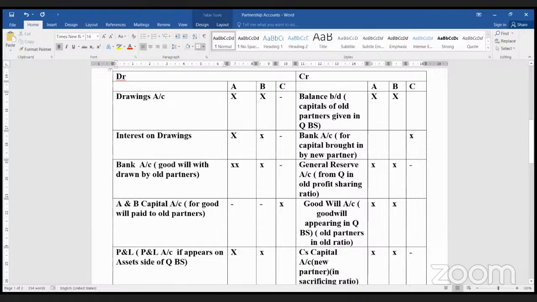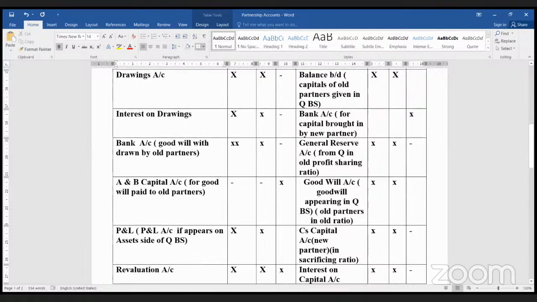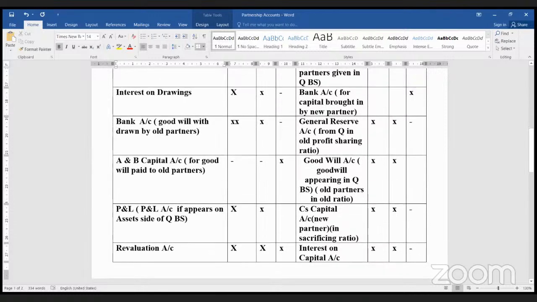Interest on drawings, and they would say goodwill drawn by the old partners. Whatever goodwill the new partner brings is generally to be shared among the old partners.